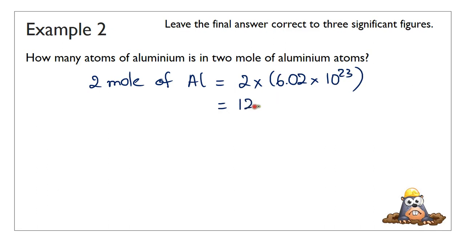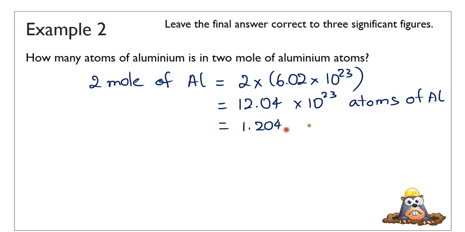So 12.04 times 10 to the 23. And if you want to use actual scientific notation, then that equals 1.204 times 10 to the 24 atoms of aluminium. I just move the one of the 10 to here. So you have this.